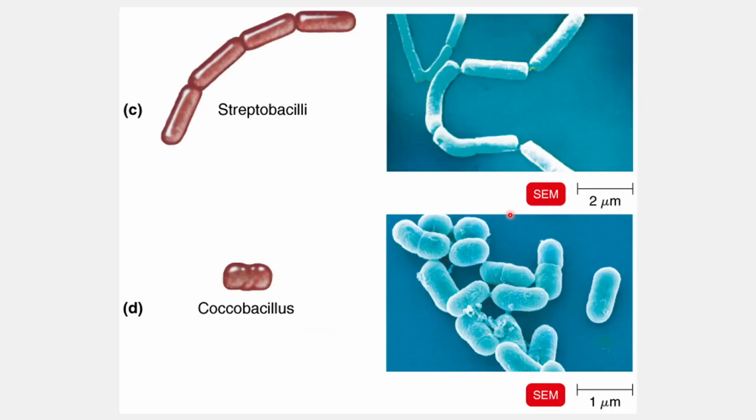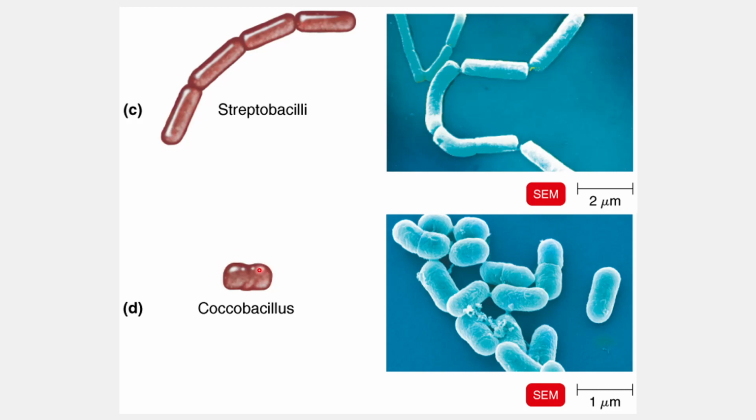We also have streptobacilli. Again, remember that streptococci was spherical-shaped bacteria that were arranged in chains. Streptobacilli, so strepto meaning chain, is rod-shaped bacteria arranged in chains. Coccobacillus is a variation on the bacillus bacterium, which is sort of truncated and more oval-shaped than rod-shaped. And because of this, it's kind of considered to be an in-between shape between the coccus and the bacillus bacterium, and therefore it is called coccobacillus.